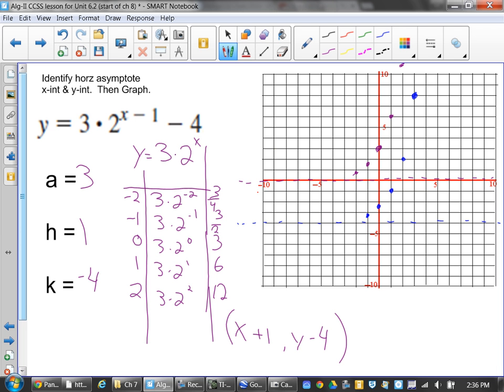So our new asymptote is at y equals -4, and here's my curve. And that's what those look like. What about k, the vertical shift? The vertical shift is how you move your horizontal asymptote.